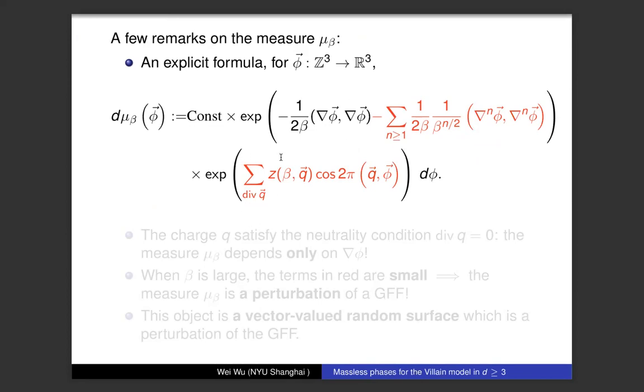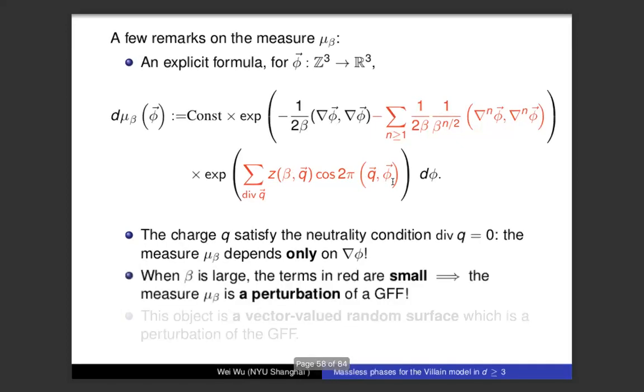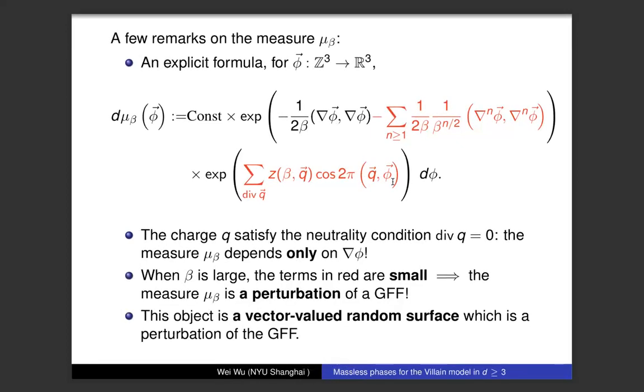The second term also, because z is small, is going to act as a perturbation. So eventually this is going to be a perturbation of some 3-component Gaussian free field. Moreover, because we have this mutual condition, it tells us that this term basically depends only on the gradient of phi. So this is a measure on the gradient of phi, and it's going to be a perturbation of the Gaussian free field.